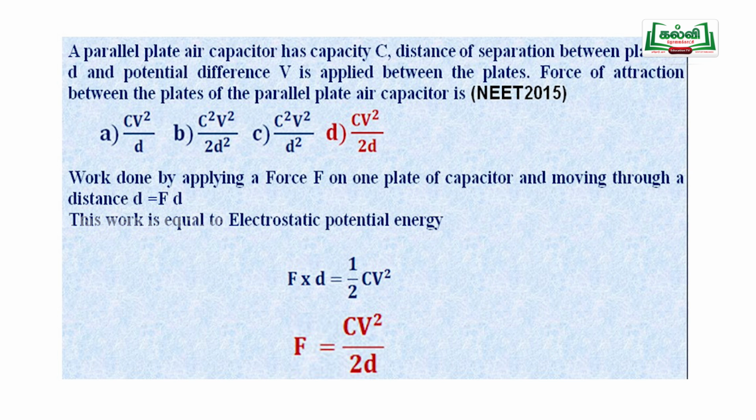So, if I apply work is equal to electrostatic potential energy, F into d is equal to half CV square. In place of potential energy, why am I using half CV square? Here they have given the potential difference, which is constant. So I use half CV square, not Q square by 2C. So, F is equal to CV square by 2d. So, the answer D is the right one.